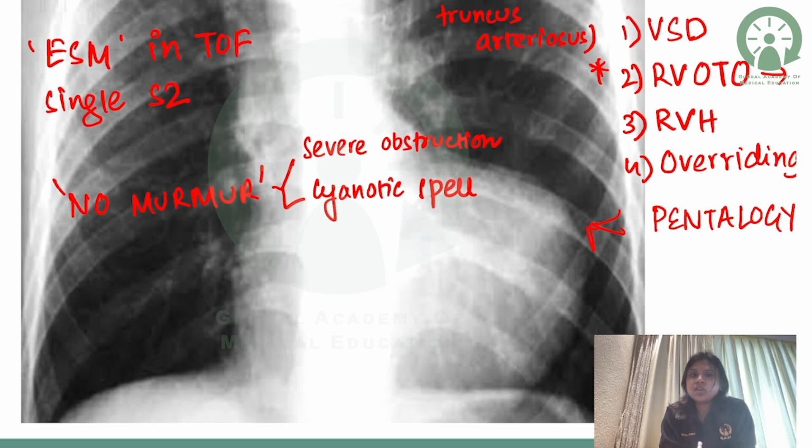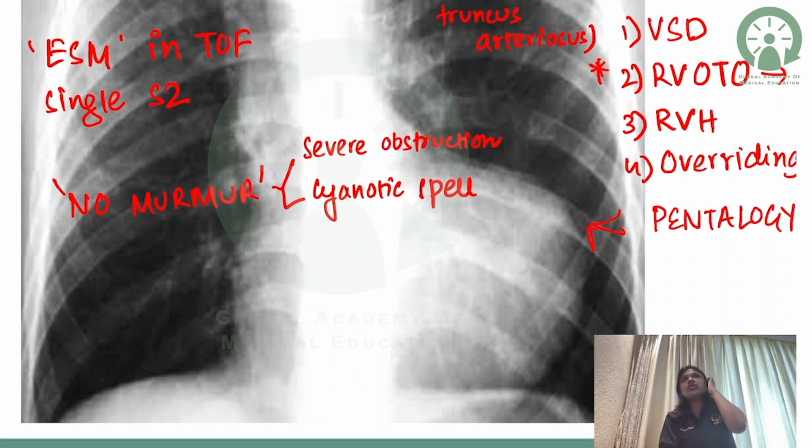Usually the baby is going to prefer a knee chest position or a squatting position or scissoring position, that is known as the Krishna position, because in all these three, the RVOT spasm will decrease, and the right to left shunt flow of blood is going to decrease.